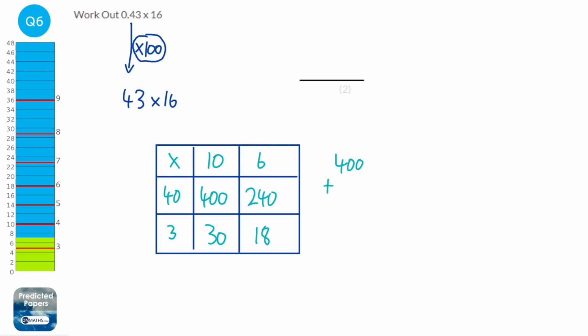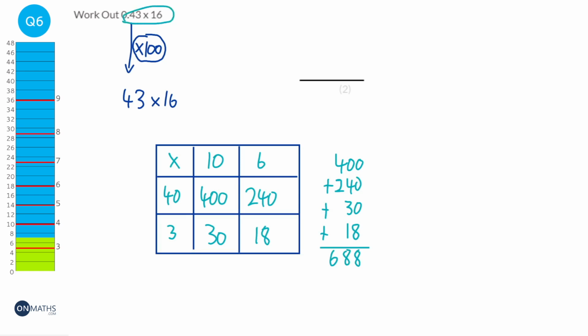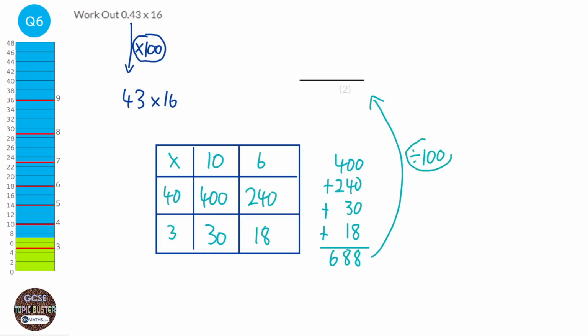So 400 plus 240 plus 30 plus 18. And when you add those all together, you get 688. Okay. Now, the problem is that obviously this is not going to equal 688. What we've done though is we've times it by 100. So to find the answer, all we need to do is divide this, undo that times by 100, so divide it by 100. When we divide that by 100, we get 6.88.